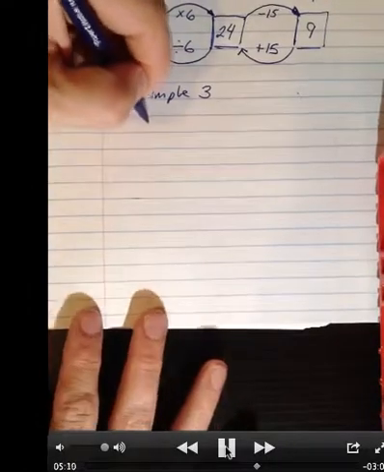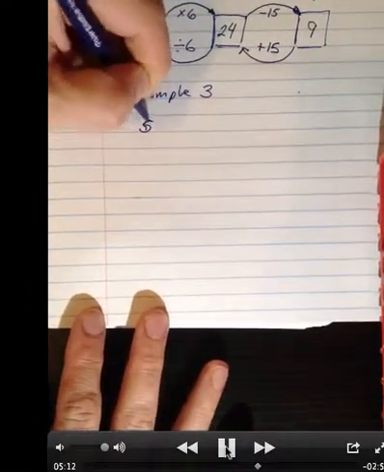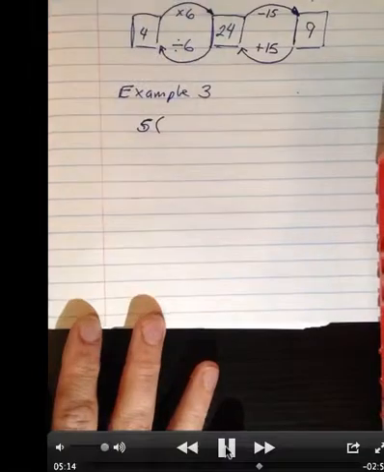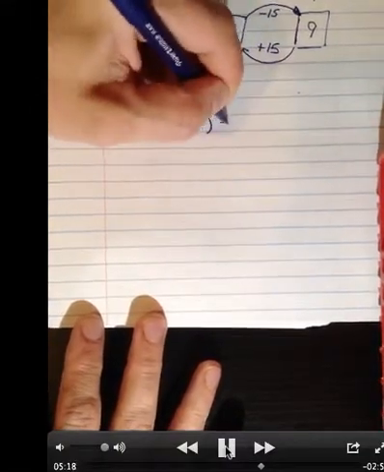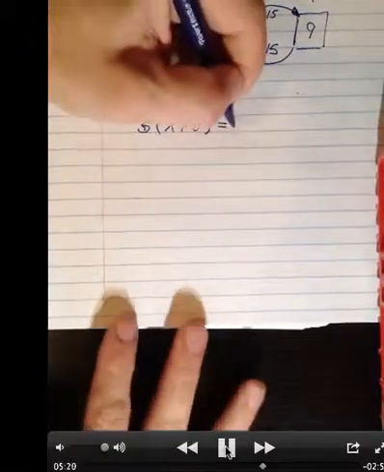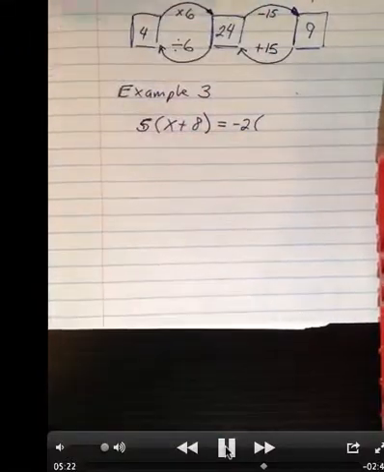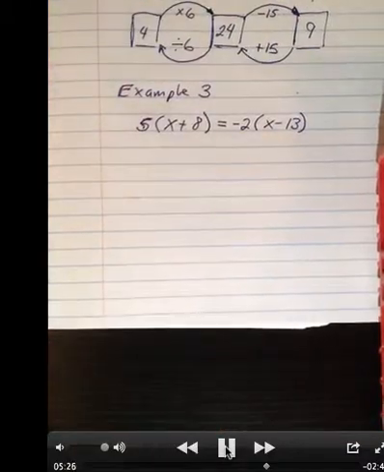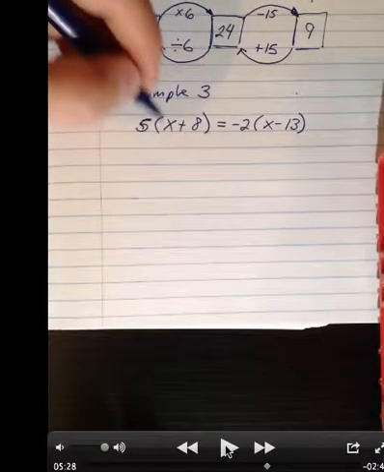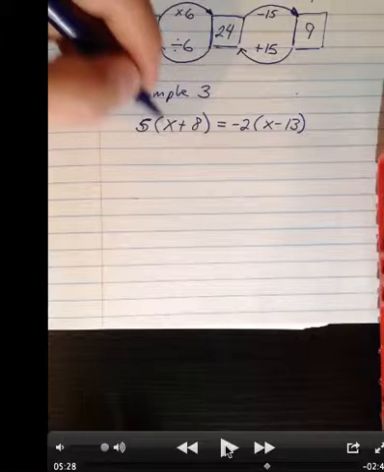Last example. 5 times parentheses x plus 8 equals negative 2 parentheses x minus 13. So we have a variable in two places and we have parentheses. We have to deal with both of those before we can do backtracking.